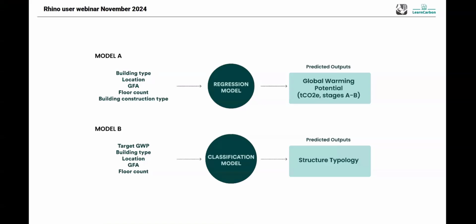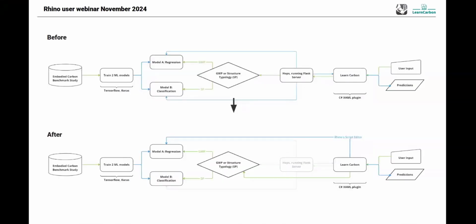And specifically, the inputs are this. So we have the building type, we mean typology with that, the location in the world, the GFA, a number of floors, and the material of the structure for the first case. And it's more relevant now because we previously used Hops running on a Flask server to run the Python scripts with all the necessary dependencies, while now we can run them directly from the Rhino script editor, which makes the process way easier.